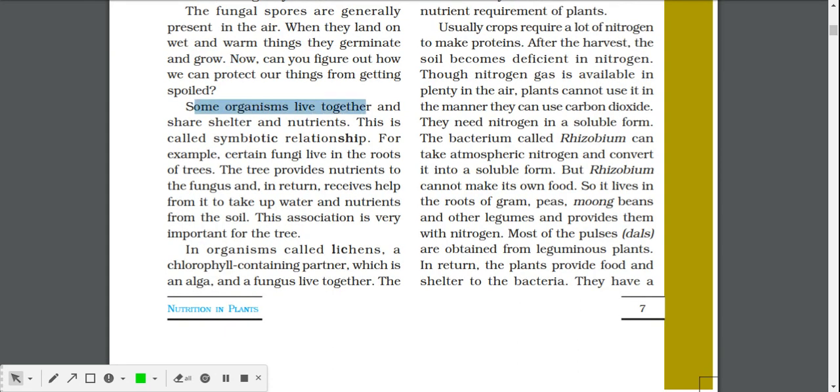Some organisms live together and share shelter and nutrients. This is called a symbiotic relationship. What we mean by a symbiotic relationship is the mutually dependent relationship of two organisms. That means one organism is dependent upon the other organism, and the other organism is dependent upon the first one. That means they both are forming a kind of symbiotic relationship.